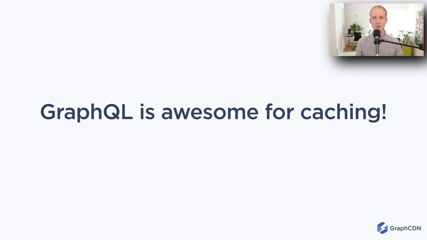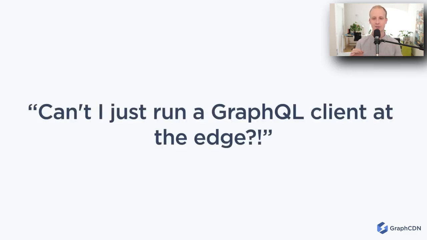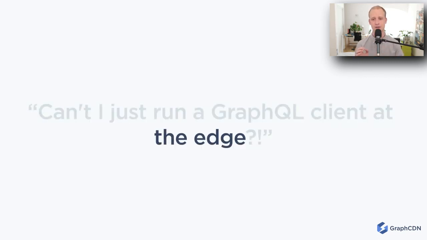Now, to get back to my original question that I posed way back in 2018, can't I just run a GraphQL client at the edge? Can't I just take this logic that Apollo Client, Relay, and Urql have internally anyway, take that same code and just put it on a bunch of servers around the world at the edge so that everybody that uses Spectrum everywhere gets super fast response times and we get to reduce the load our server has to handle massively? Well, the key to the answer of this question lies in the last part, the edge.